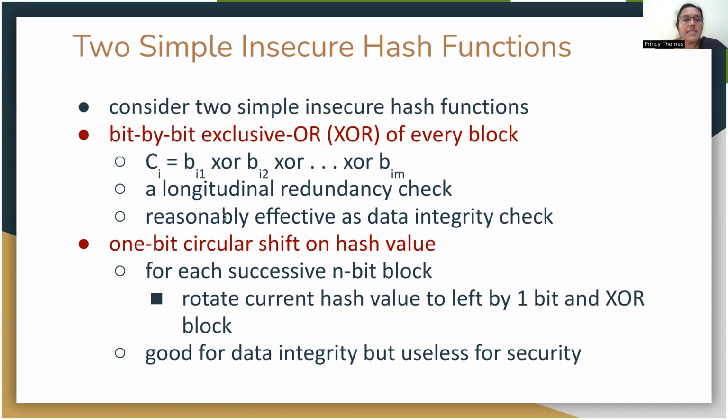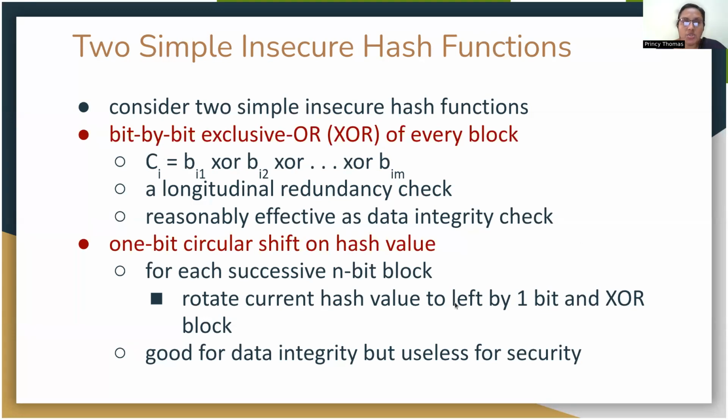Next is a one-bit circular shift on the hash. Here, for each successive n-bit block, the previous hash value is shifted left by 1 bit, and then the XOR is done with the next block.